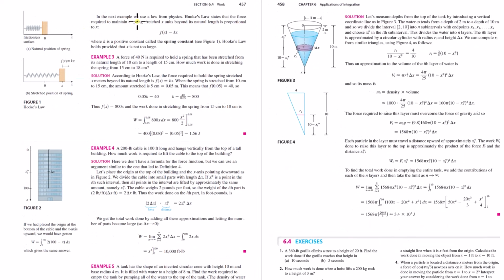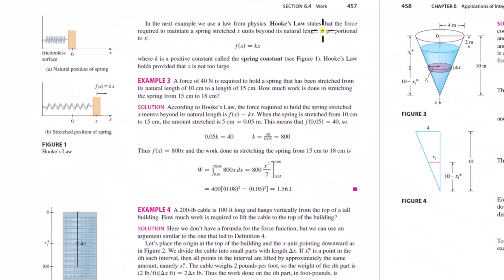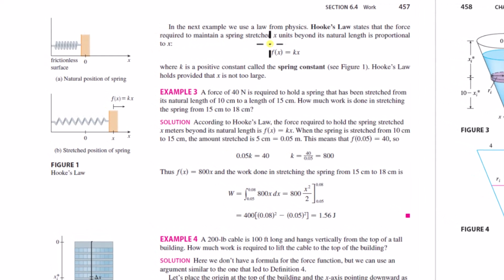Okay, in the next example, we use a law from physics. Hooke's law states that the force required to maintain a spring stretched x units beyond its natural length is proportional to x. So the force on a spring is known to be the spring constant times x, which is the displacement from the equilibrium position. Okay, and so what's nice about this is it's naturally a force as a function of position, which lends itself to calculating the work done.